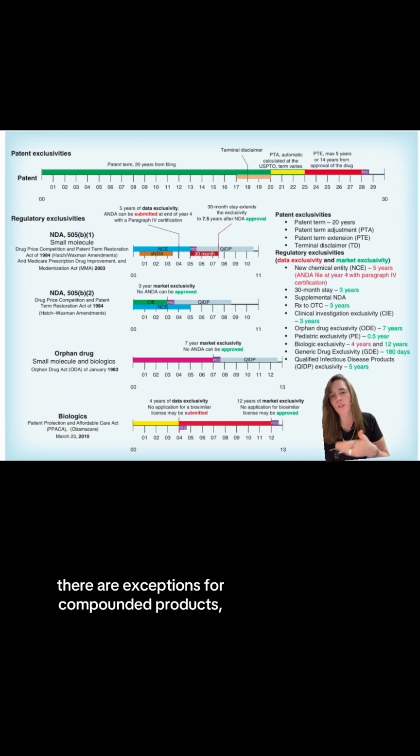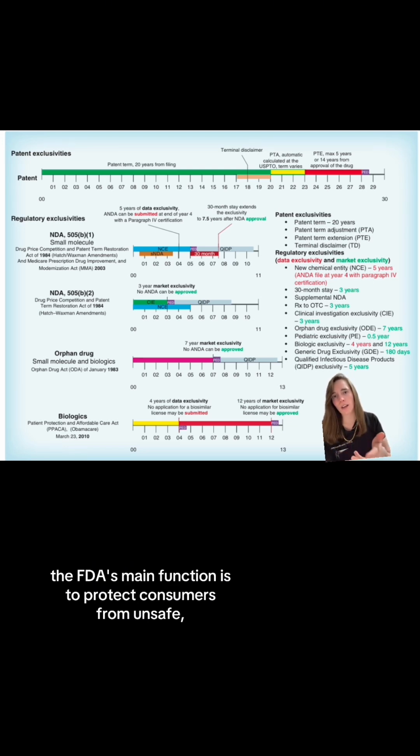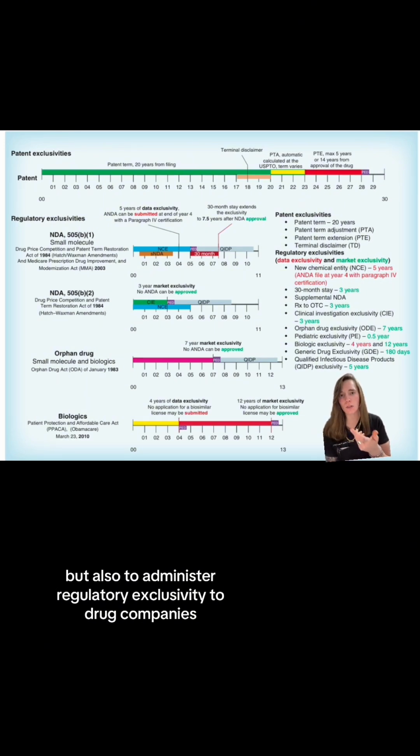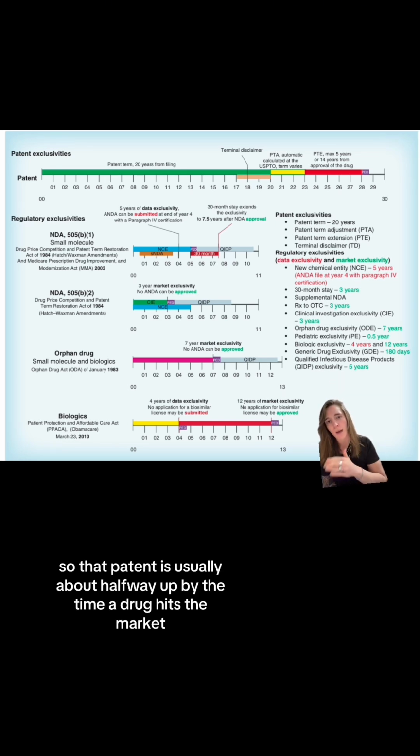There are exceptions for compounded products, like I mentioned in my other video, for drug shortages or clinically relevant alterations to drug products. The FDA's main function is to protect consumers from unsafe, ineffective, and fraudulently marketed products, but also to administer regulatory exclusivities to drug companies. So remember, it takes about a decade to get a drug to market, so that patent is usually about halfway up by the time a drug hits the market.